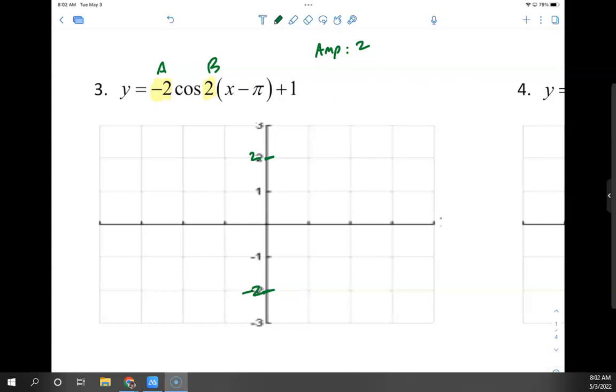Okay. And remember, the period for sine and cosine is 2 pi over B. So it's 2 pi over 2, so the period is just pi. So that's here and here.